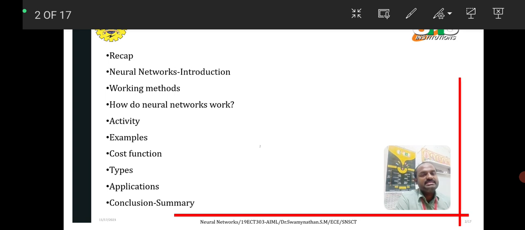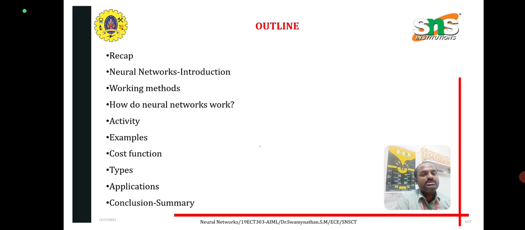First of all, we will discuss the recap. Our class delivery structure is: recap of the previous topic, and next, neural networks introduction and working methods, that is content 1. Following content 1, we will discuss an activity. Next, content 2: examples, cost functions, types and applications, and conclusion summary. Following the conclusion summary, we will have the assessment. So this is the outline of today's session.